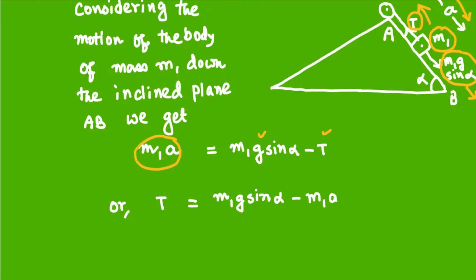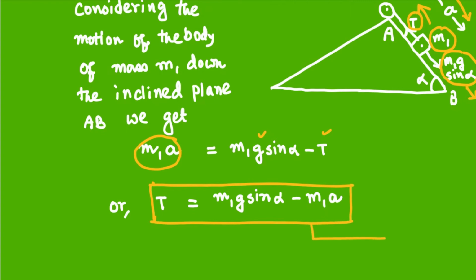So this is the same as the apparent weight of a man or a body in the lift which is moving downwards. In that case, apparent weight was mg minus ma. Here, tension acting in the string in connection with the motion of the body of mass m1 is T, which is equal to m1g sin alpha minus m1a. T is the tension acting in the string.